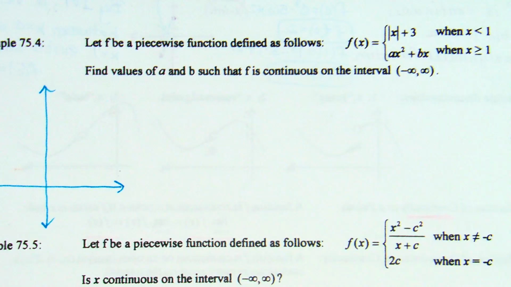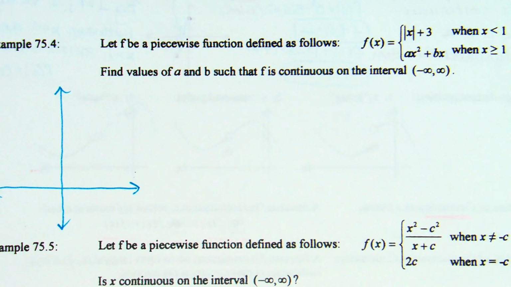So, what can you guys tell me? Absolute value of x plus 3. F of x equals absolute value of x plus 3. Okay. So absolute value of x is a v, and the plus 3 outside the absolute value takes that v and moves it up 3.